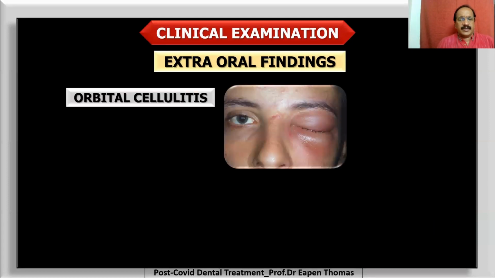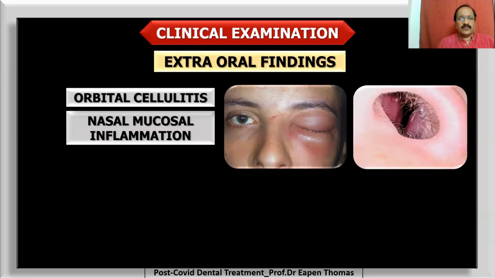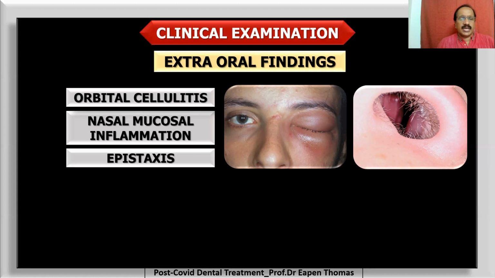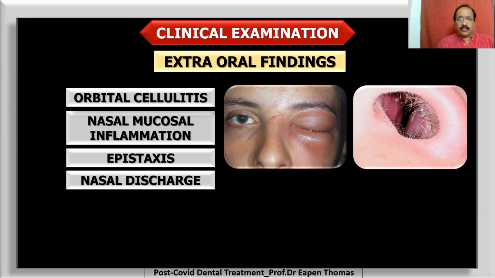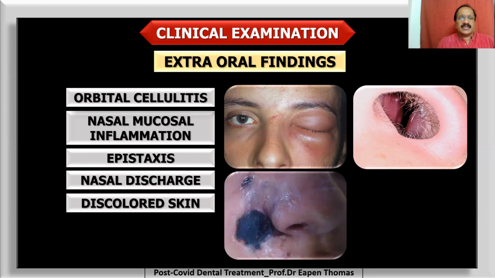Well, orbital cellulitis is something you should look for, erythema around the eye. Okay, nasal mucosal inflammation, one should examine the nostrils of the patient. You might notice nasal mucosal inflammation and enlarged or boggy nasal mucosa. Then epistaxis, the patient might give a history of it, or it might even be a clot, which is held in or seen in the front of the nostrils. Nasal discharge, it could be a purulent discharge, it could be blackish in color, or it could be yellowish in color. Then discoloration of the surface of the skin in different areas may appear necrotic or even discolored.